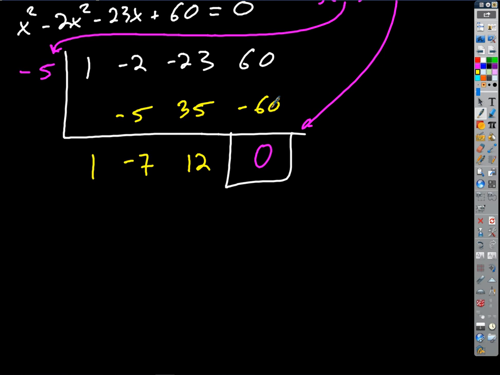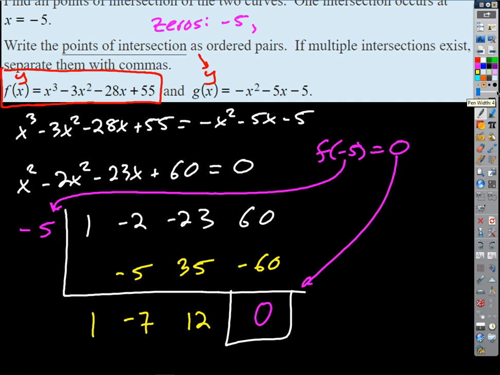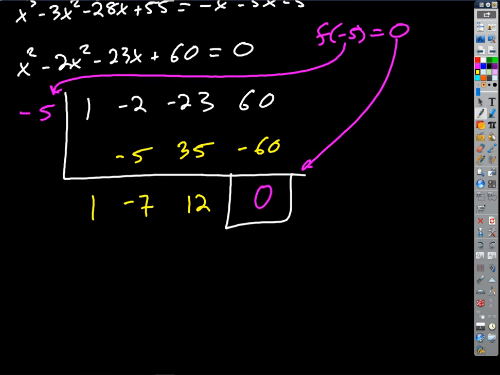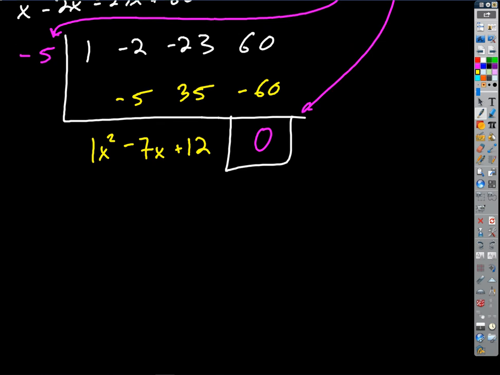So that tells me one of my zeros is -5, but if I divide that out, what I'm left with is x squared minus 7x plus 12, and I want to find the zeros of that. But that's easy, that's a quadratic. All I've got to do there is factor that, can't I?